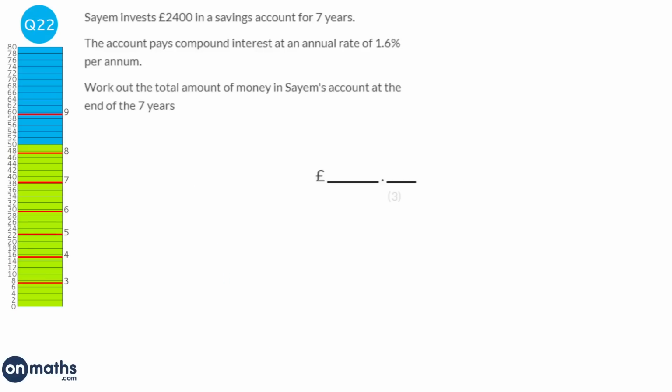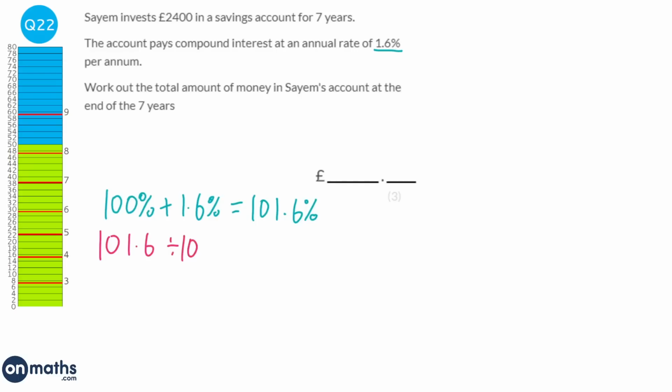Okay, so we're going to start off by working out the multiplier. We always start off with 100%, and we're told that the compound interest rate is 1.6%, so we're going to add 1.6% to the 100%, and it's going to be 101.6%. Make that into a decimal by dividing it by 100, and this will give us the multiplier. So the multiplier is 1.016, and anytime we want to increase something by 1.6%, we just times it by 1.016.